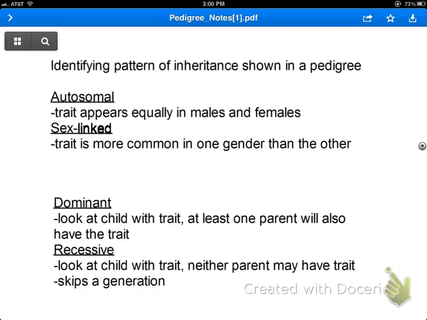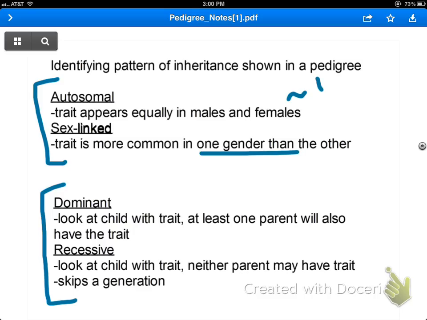When looking at a pedigree, you'll be asked several questions. One of them is to determine if it's autosomal or sex-linked, and the second question would be to determine if it's showing a dominant or recessive trait. Autosomal, remember, is going to occur equally in males and females, or be a difference of at least one. If it's a sex-linked trait, it's going to occur more in one gender, so that means there'd be more males or females that have this particular trait.